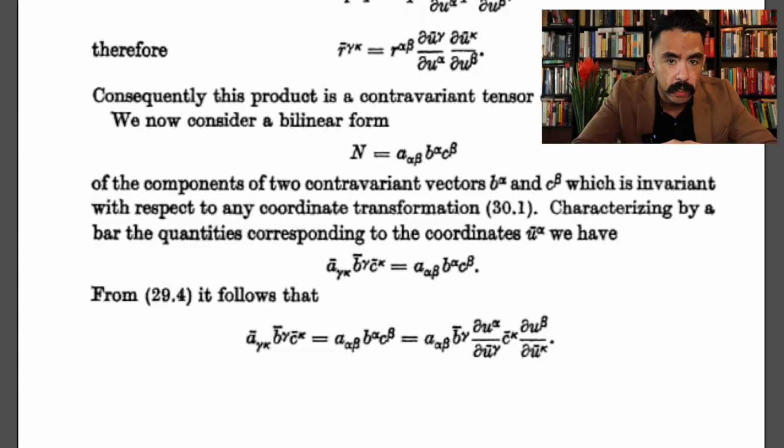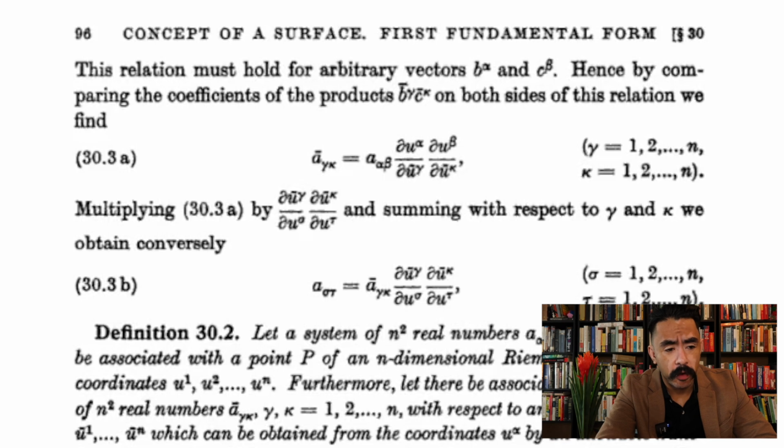From the previously given form for an allowable transformation, it follows that A over bar sub gamma kappa times B over bar superscript gamma times C over bar superscript kappa is equal to A sub alpha beta times B alpha C beta, which is equal to A sub alpha beta times B over bar gamma times partial U alpha partial U over bar gamma times C over bar kappa times partial U beta partial U over bar kappa. This relation must hold for arbitrary vectors B alpha and C beta.